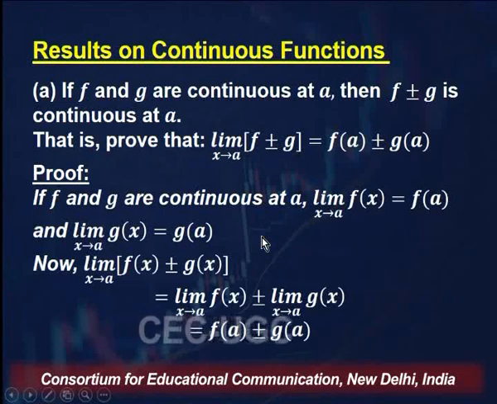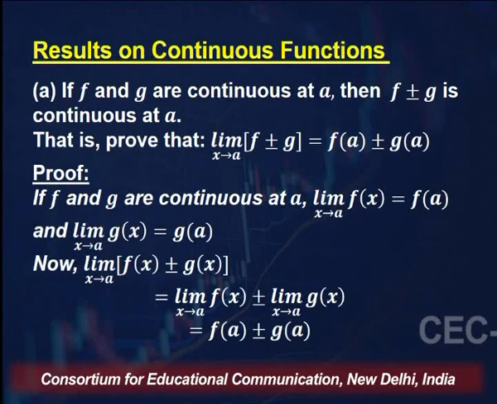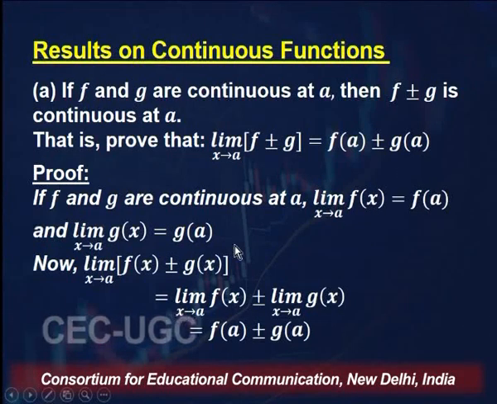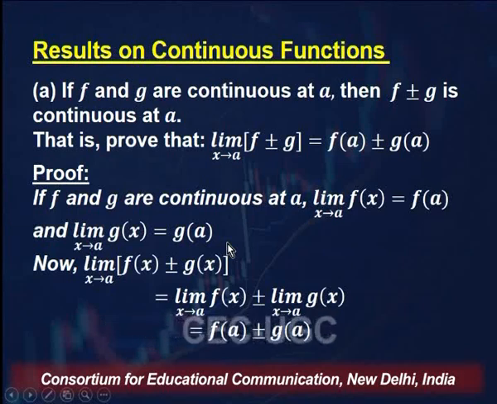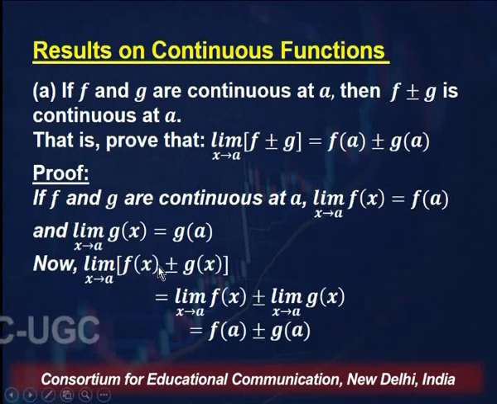Now, because the functions are individually continuous at x equal to a, we have that the limit of f of x as x tends to a is f of a, and the limit of g of x as x tends to a is equal to g of a. So let's see what happens when we calculate the limit of f of x.